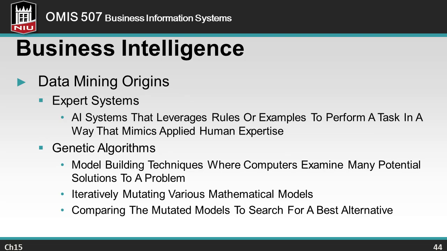Expert systems are AI systems that leverage rules or examples to perform a task in a way that mimics human expertise. Genetic algorithms are used to examine many potential solutions to a problem while varying different mathematical models. The variable outputs are compared to search for the best alternative.